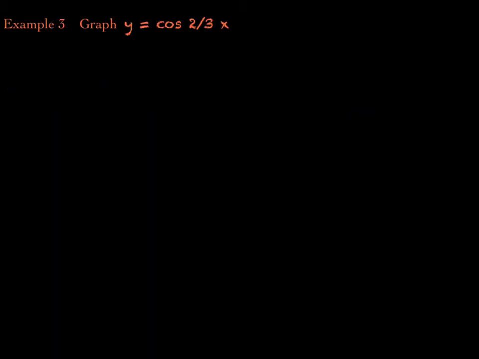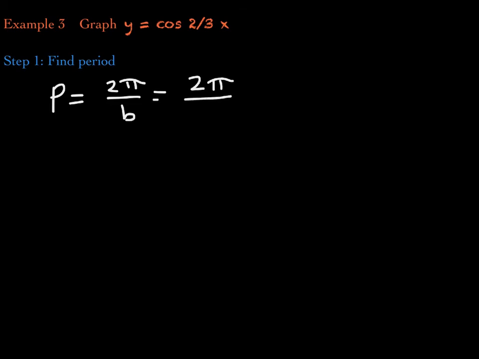All right, here we go. Graph y equals cosine of 2/3 x. The first thing I'm going to do is find the period. Now remember the period will be equal to, I'll just use p for period, 2 pi over b. Your b value in this case is 2/3. That's the coefficient of x.